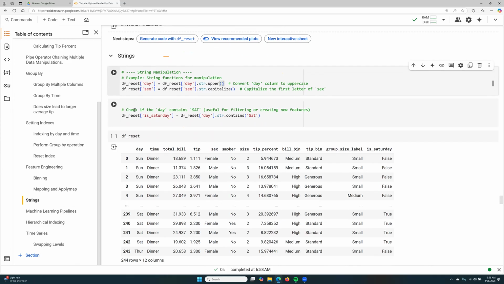And then we could also do something like string contains Saturday. So if the day string contains Saturday, then we set it to true. So we see here that we set it to true.